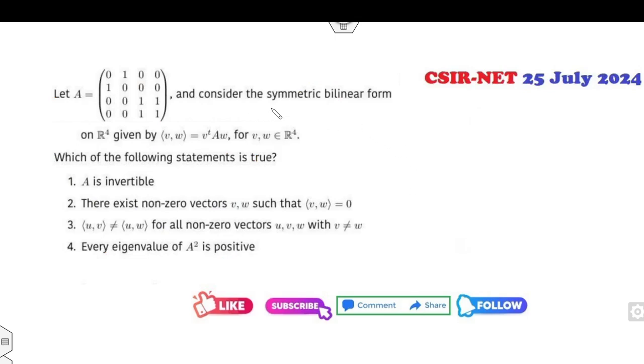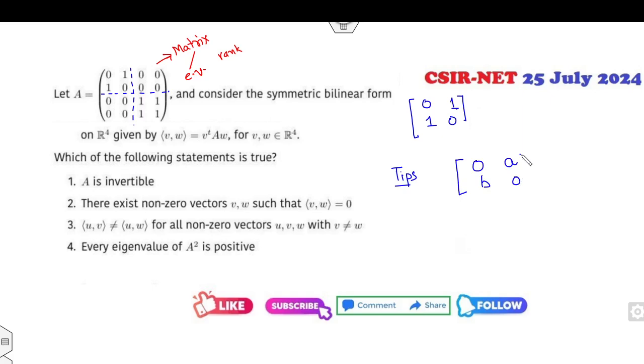Okay, look at another one. Consider again the matrix given to you. Either you can find eigenvalues or use rank. So firstly we can see whether A is invertible or not. Firstly, can you find the rank of the matrix? You can see that I can write this form. Always remember 0 1 1 0. Firstly, I can give you a small tip. Whenever you have this matrix, the eigenvalues are always plus minus root AB.